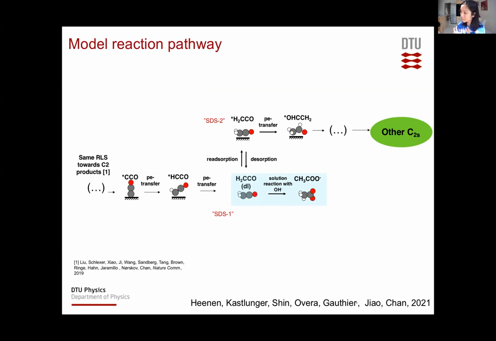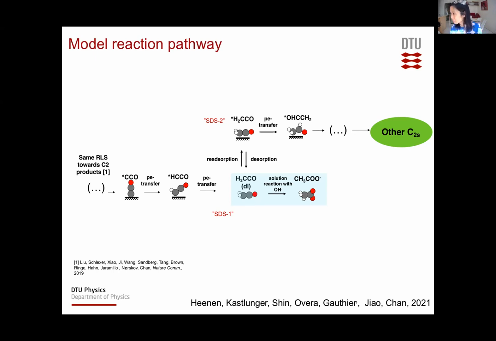And so we have considered that with a coupled kinetic transport model, considering this reaction mechanism, where we have considered the same rate limiting step towards C2 products on the basis of previous work, and a series of proton-electron transfers, and this critical ketene intermediate that can either undergo solution phase reaction with OH- to form acetate, or it can reabsorb and undergo proton-electron transfers towards other C2 products.